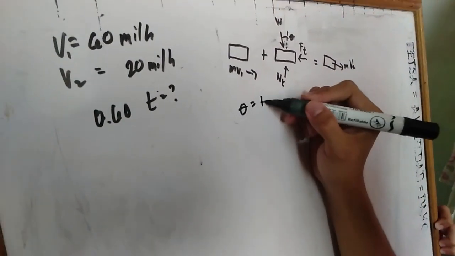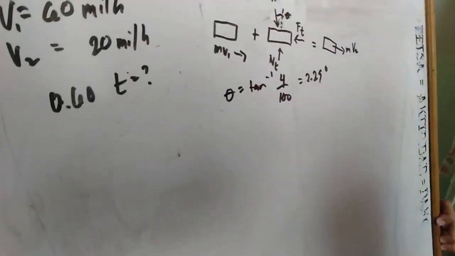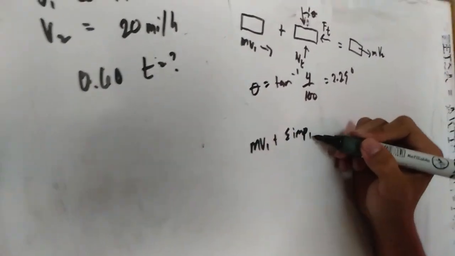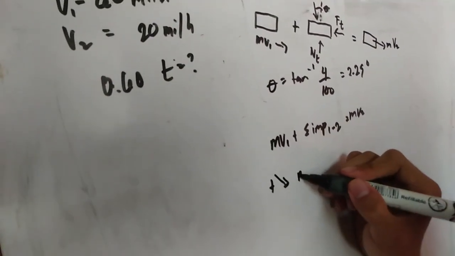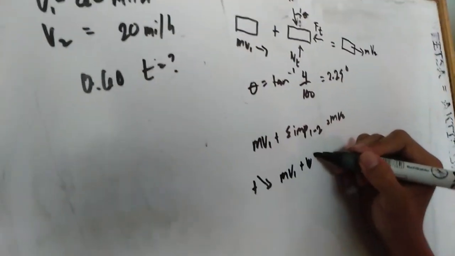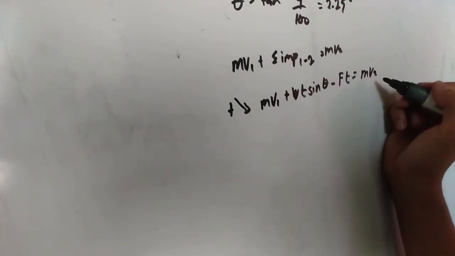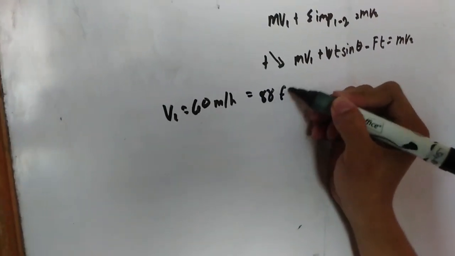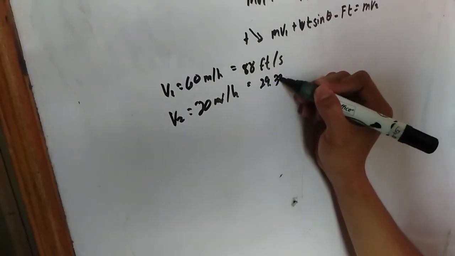Theta natin is equals to tan inverse 4 over 100 equals 2.29 degrees. Kung ito, impulse and momentum, mv1 plus summation of impulse 1 minus 2 equals to mv2. Assume natin na positive yung this direction, mv1 plus Wt sine theta minus Ft is equals to mv2. So if yung velocity natin is 60, v1 is equals to 60 miles per hour, gawin natin 88 feet per second. V2 na 20 miles per hour is equals to 29.33 feet per second.